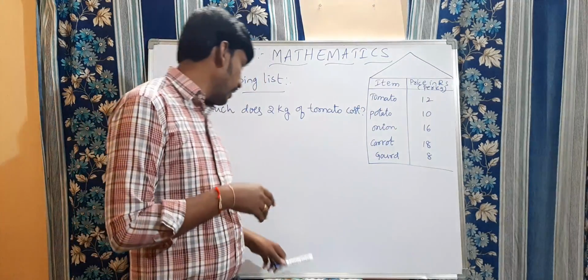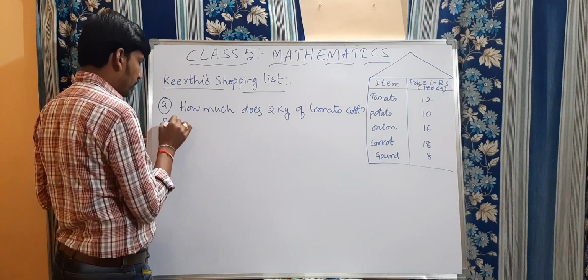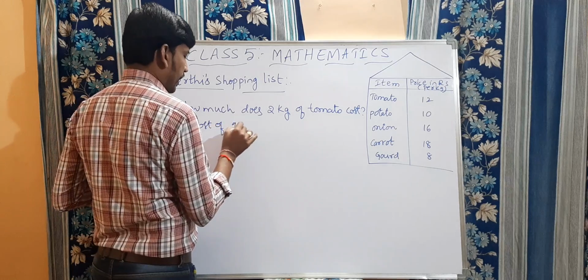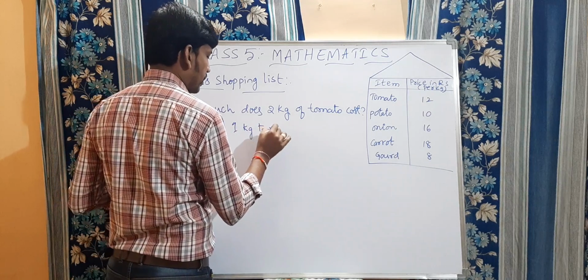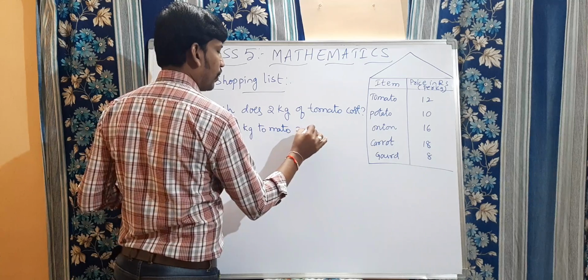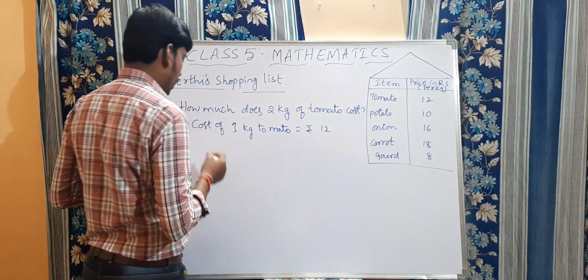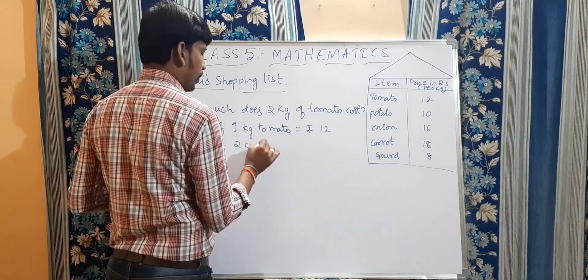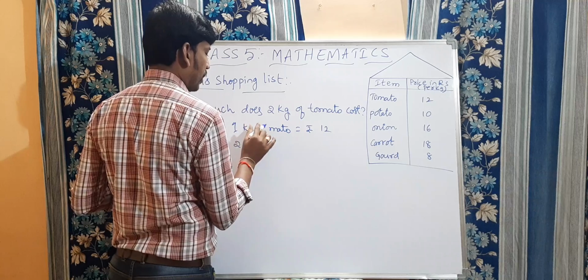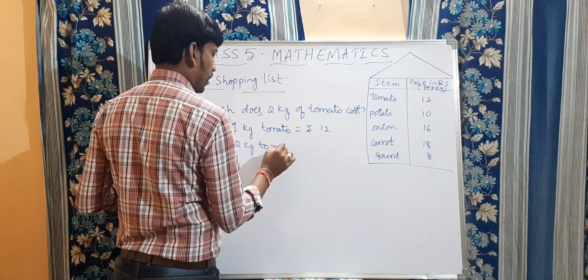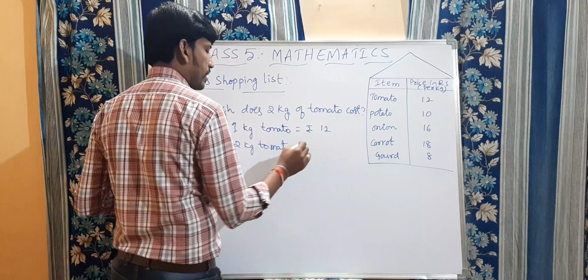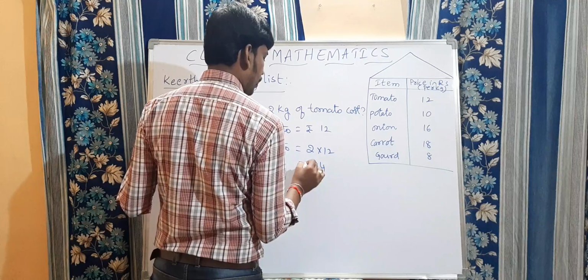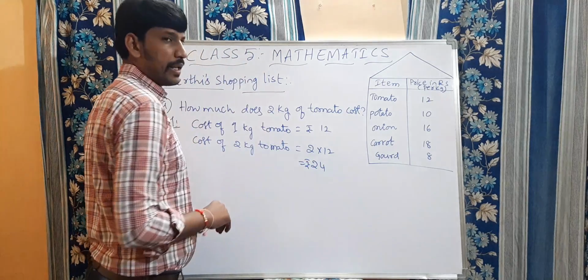Clear, my dears? So the solution: the cost of 1 kg tomato is 12 rupees. Now the cost of 2 kg tomato is 2 into 12, which is equal to 24. That is rupees 24. Clear, my dears?